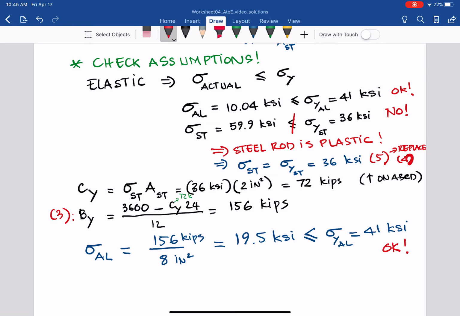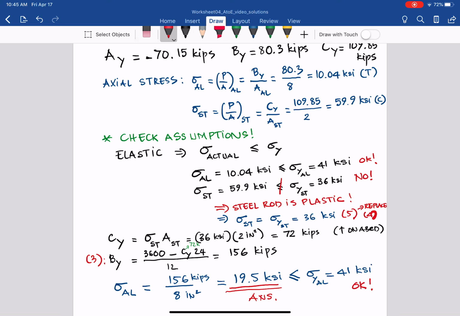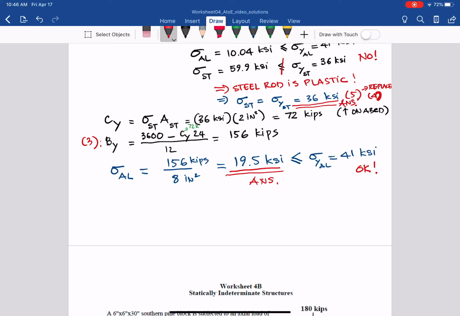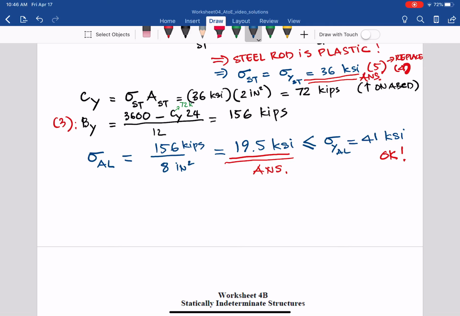So what do I mean? Here we have the answer for the aluminum: the axial stress on aluminum is 19.5 ksi. And for the steel, because it is in plastic, the maximum it can get is 36, so that will be the answer for steel. And the last question is the deflection at D. The last thing they want is the deflection at D.